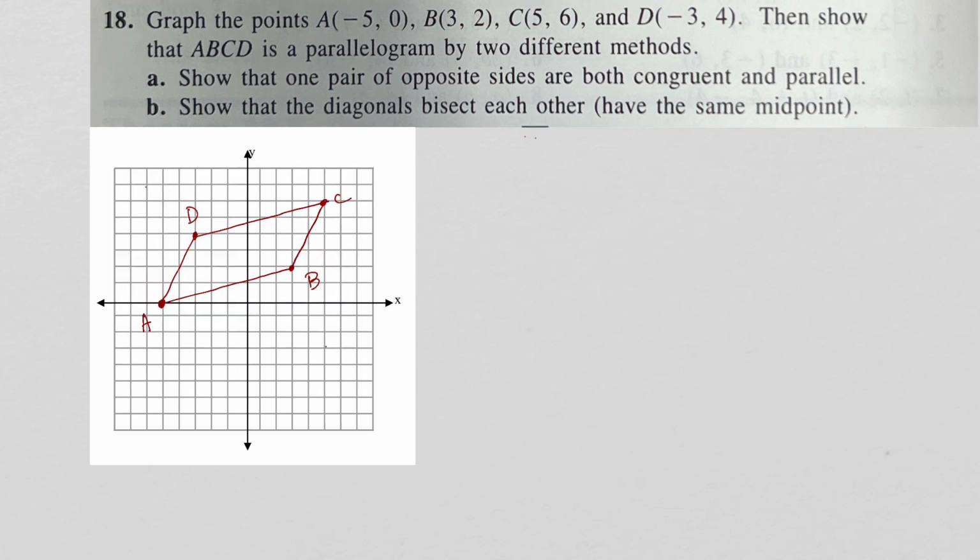Okay, this time we're going to show that this is a parallelogram by showing that the diagonals bisect each other, which means that they have the same midpoint. So let's first draw the diagonals. This is one of them. And this is the other one. And what we're going to try to show is that this is the same as this, and this is the same as that.